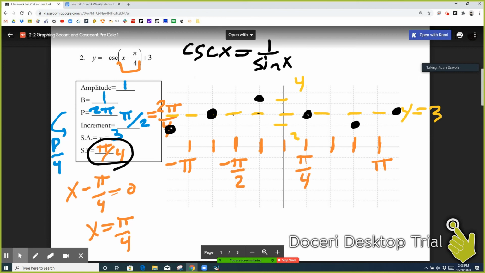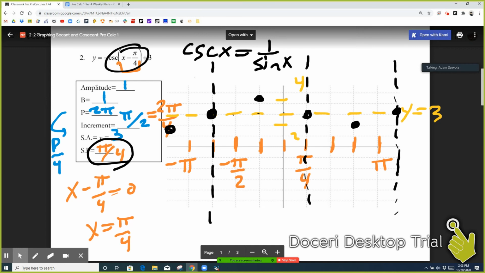And now since it's cosecant, anywhere where you have a point on the midline, just like secant, you're going to graph a vertical asymptote. Because remember, the reciprocal of 0 is undefined. And at these points on the midline is where the sine of these angles would equal 0. So the cosecant is going to be 1 over 0, which is undefined.